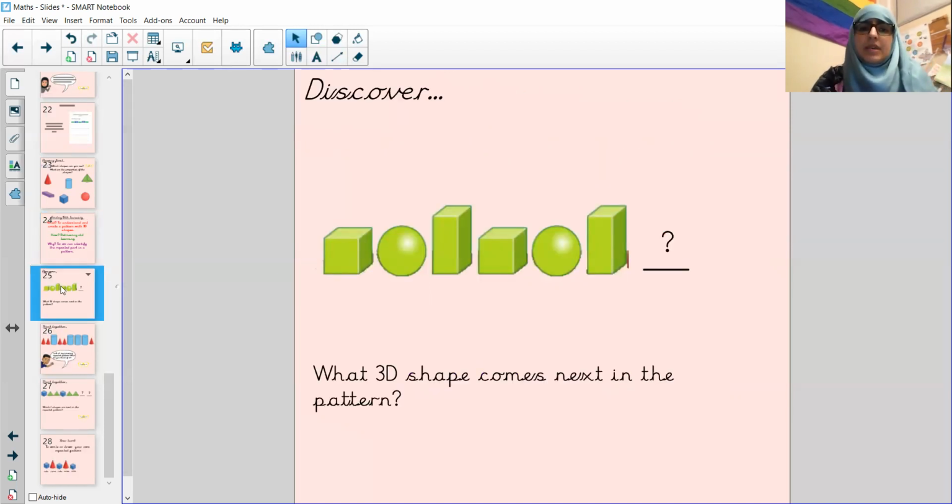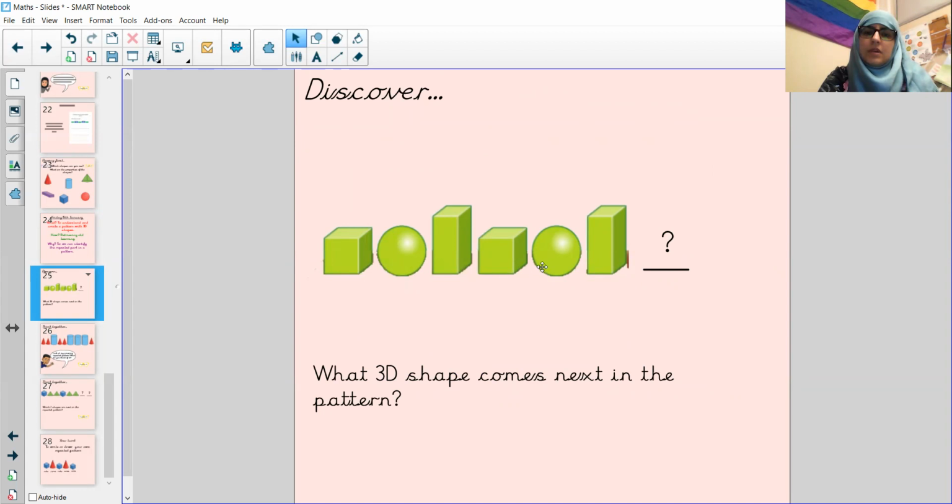So let's go straight into our discover. Here I have a repeated pattern. You can see there is a cube, sphere, cuboid, cube, sphere, a cuboid. What 3D shape comes next in the repeated pattern? You might want to have a little chat with someone next to you if you're in school, or you might want to have a little chat with mummies and daddies, or even brothers, or even dogs at home. I'll give you a couple of minutes to think about that. Have a little look at the repeated pattern.